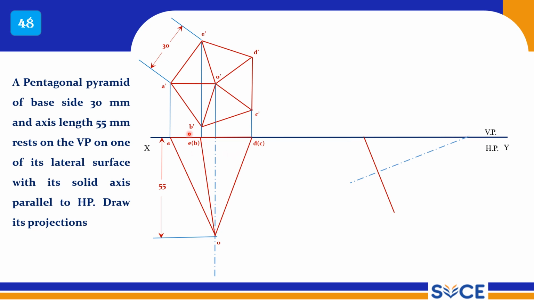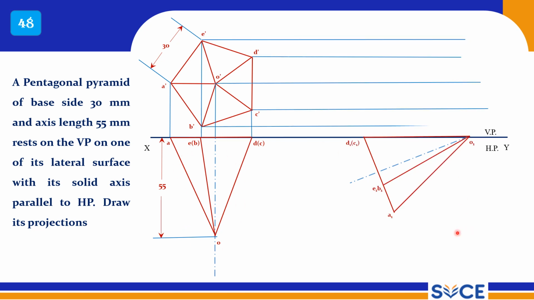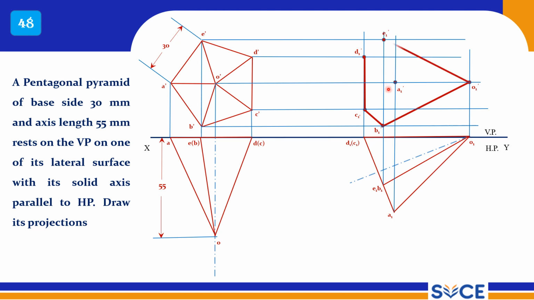It is resting on ODC. Now reproduce this view here, and then draw its final front view. Now A is away from the XY reference line, so E to A should be a thick line, A to B should be a thick line, A to O should be a thick line, and D to O, C to O should be dotted lines. So this is the final front view.